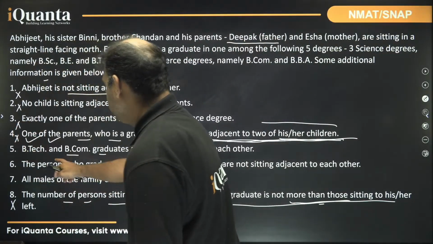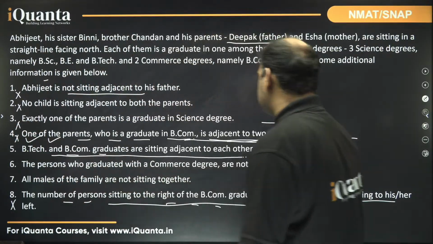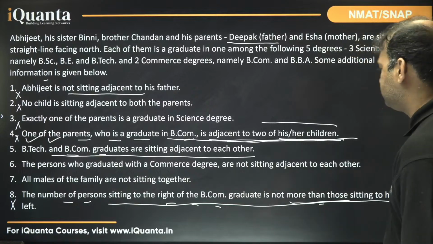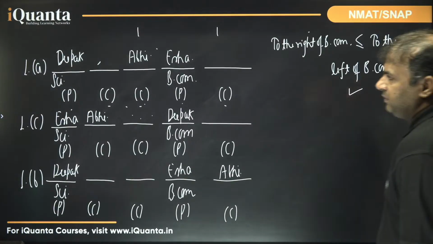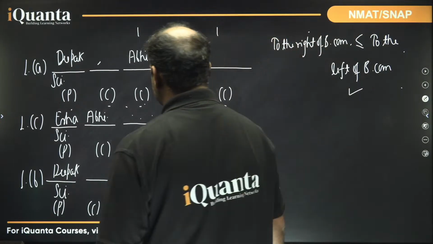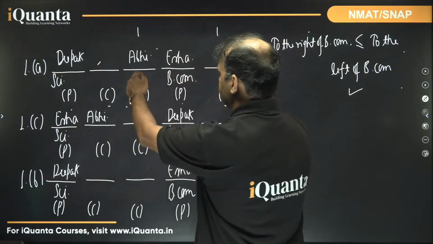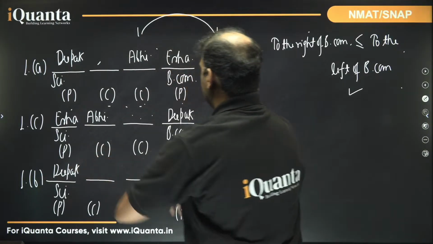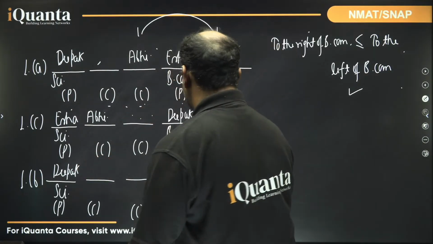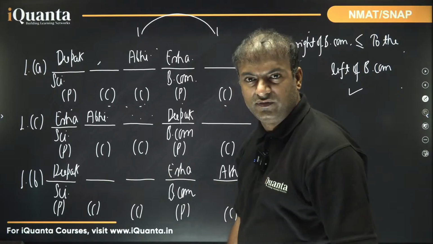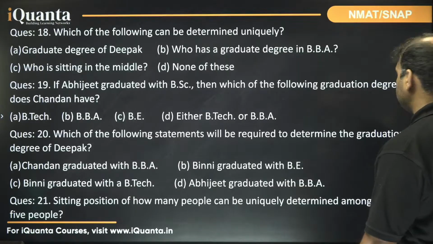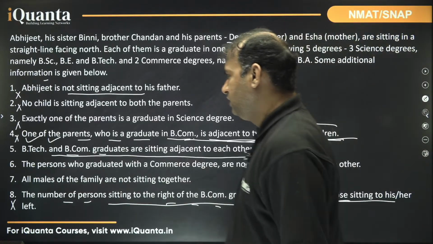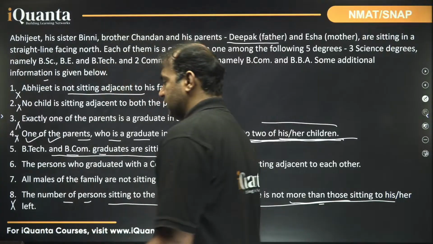Okay, so we were given that BTech and BCom are sitting adjacent to each other, right? BTech and BCom sitting adjacent. Let's see how that is possible. So in the first case, BTech could be both of them, right? In the second case, also BTech could be both of them. In the third case, also BTech could be both of them. So we are not in a condition to use this information right now.